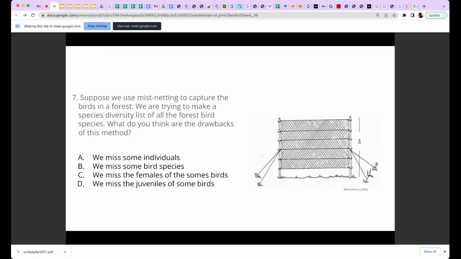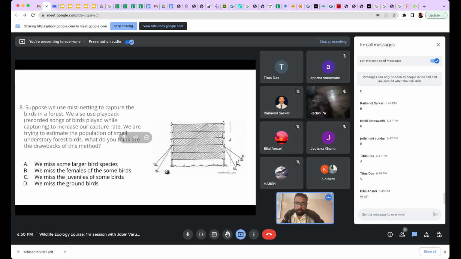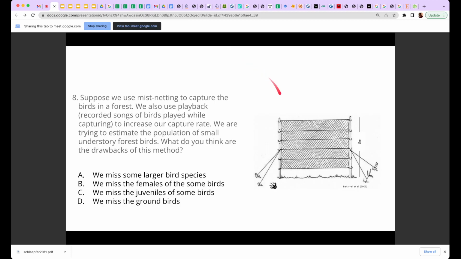Okay, so we'll move on to the next question. It's the same thing, and we have a playback speaker on one side of the mist net. You can see the speaker over here. If it's not clear, I'll just point it out. And this time we are not trying to make a species diversity list, but what we are trying to do is estimate the population of small understory forest birds.